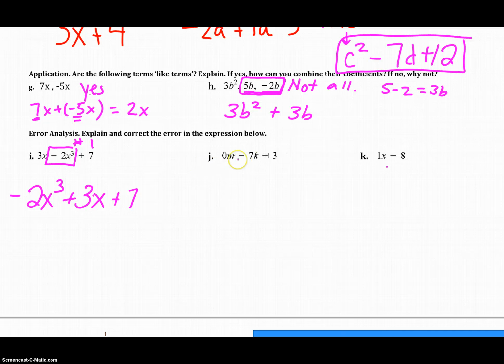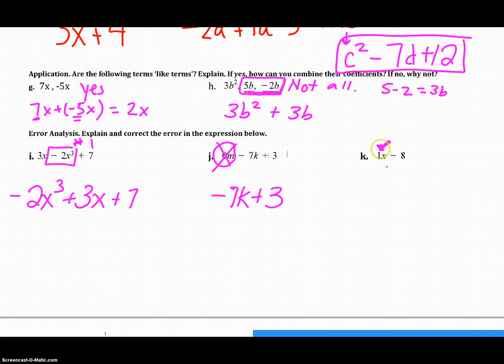In J, this one is a little more difficult, and I wanted to go over this with you because if you have 0 next to a number, what's 0 times anything? Nothing. 0 times any number is going to be nothing. So we need to cross that out because it doesn't exist. And write it in standard form. It would just be simplified like this: negative 7k plus 3.